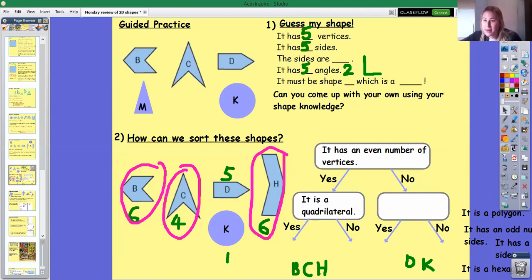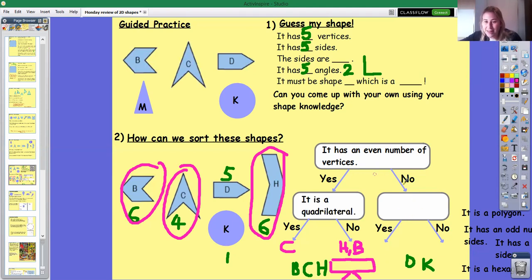And then I think, which ones can I answer yes and which ones can I answer no? So it's a quadrilateral yes, that would be C. And which ones are a quadrilateral no, for H and B? So then I might want to go on and see if I could come up with another statement that would try and help me separate H and B. That would be an interesting one.